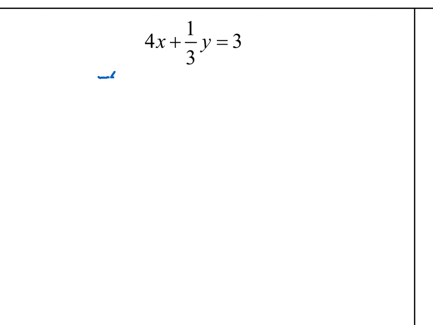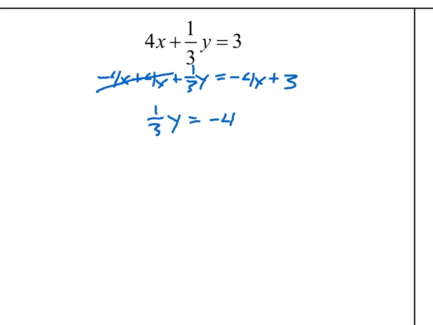Perfect. Do the additive inverse to get negative 4x to the other side. This clears away any non-y terms, and leaves us with 1/3 y is equal to negative 4x plus 3. Our y is not alone yet. We do not have this in slope-intercept form. There is another inverse operation that we must do.